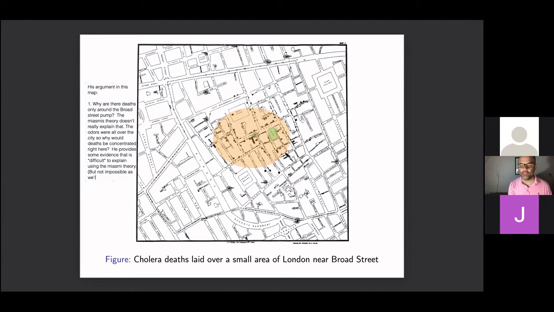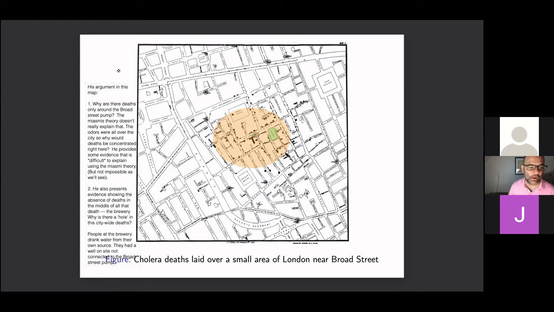Number two, that's not all he does. He also presents evidence showing the absence of deaths in the middle of all that death, the brewery. Why is there a hole in this citywide deaths? Well, people at the brewery drank water from their own source. They had a well on site, not connected to the Broad Street pump.